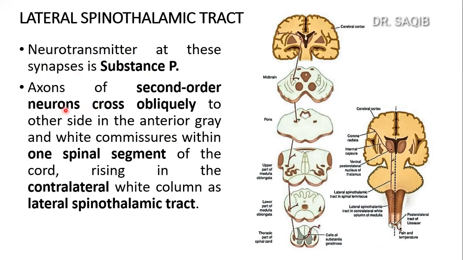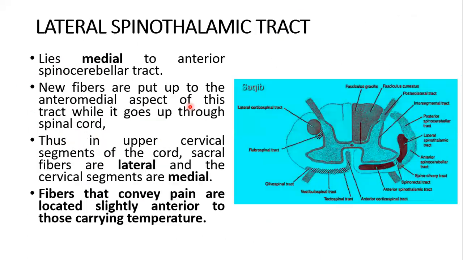Axons of the second order neurons cross obliquely to the other side in the anterior gray and white commissures within one spinal segment of the cord, rising in the contralateral white column as the lateral spinothalamic tract. I have already shown you how they rise and form the posterolateral tract of Lissauer. Obliquely they cross and they ascend one segment above.